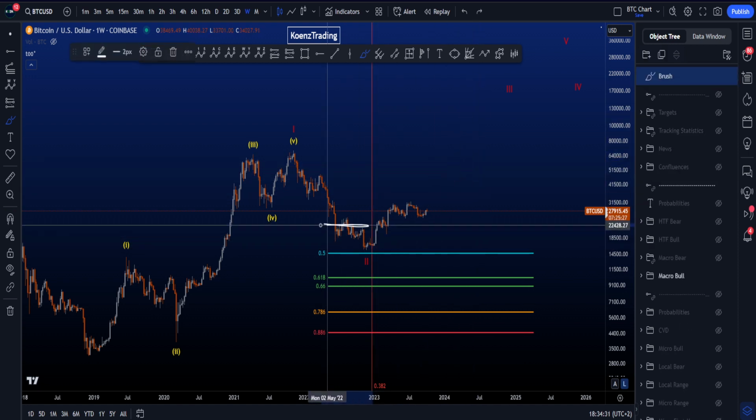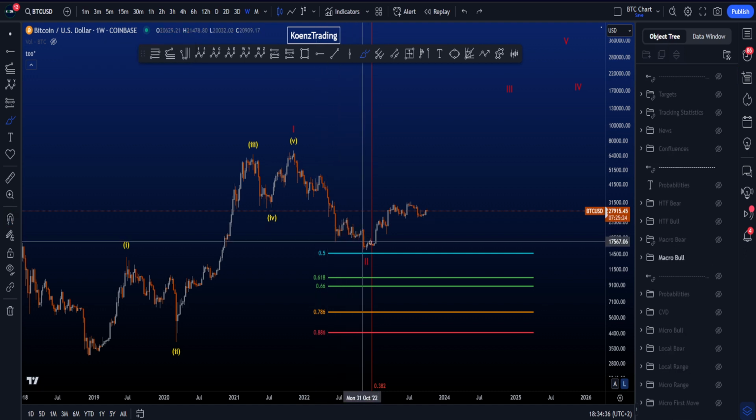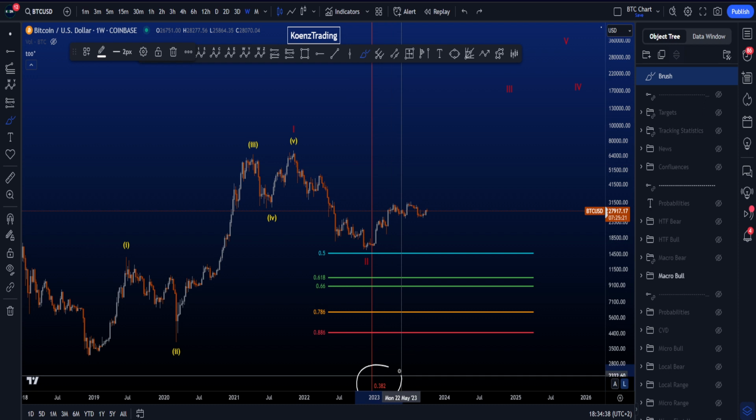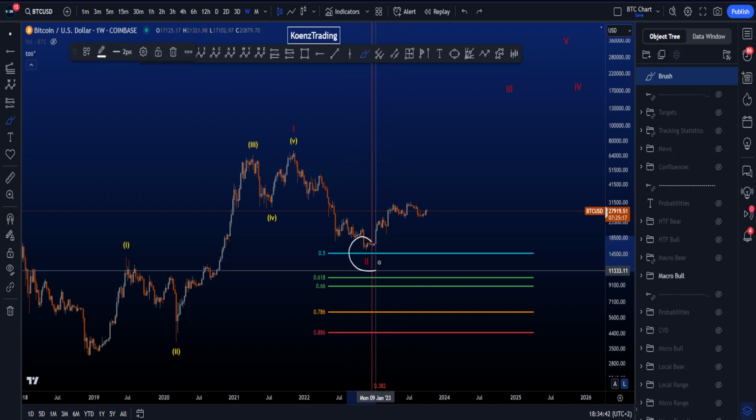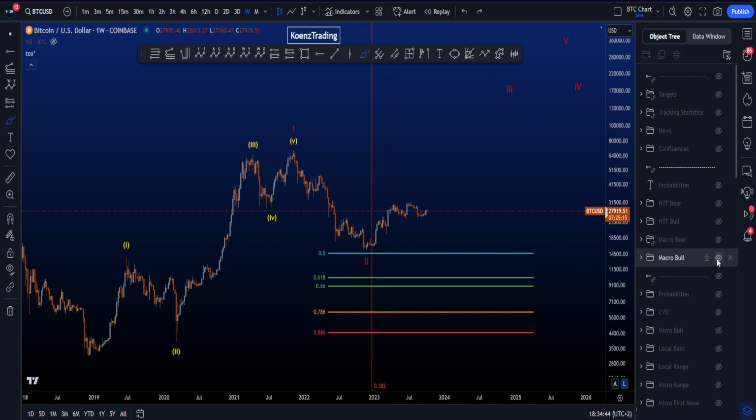Now the 0.382 Fibonacci is a rare target for a wave 2 and that one of course has been hit, and ending before the 0.382 is not impossible, but talking about probabilities, this is not really what you want to see in the bullish scenario.